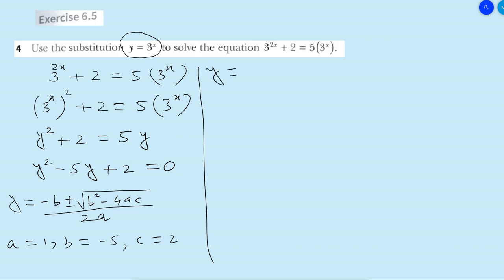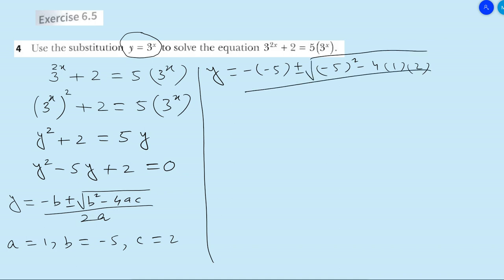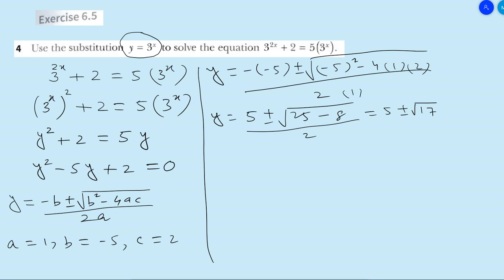Now put these values in the formula. y equals minus b, which is minus 5, plus minus root of b square, 5 square, minus 4, a is 1, c is 2, upon 2a, a is 1. So y equals minus minus plus 5 plus minus root of 5 square is 25, 4 times 1 is 4, 4 times 2 is 8, upon 2 times 1 is 2. 5 plus minus root of 25 minus 8. 25 minus 8, what? 18. No, 25 minus 8 is 17. Sorry. So root 17 upon 2.